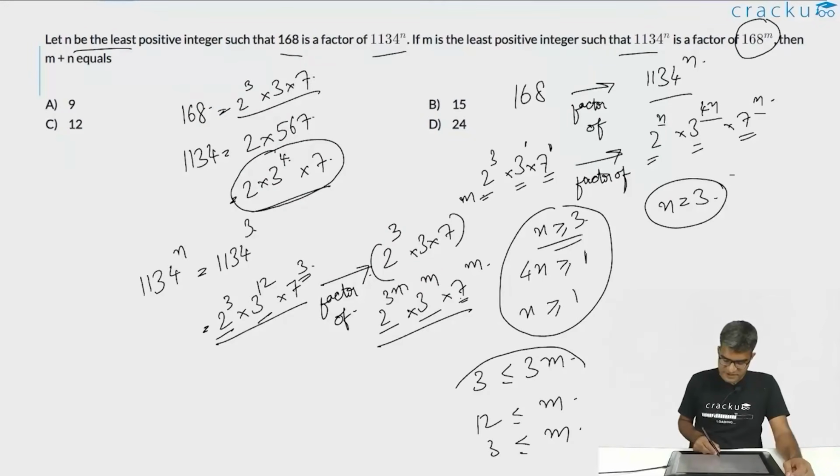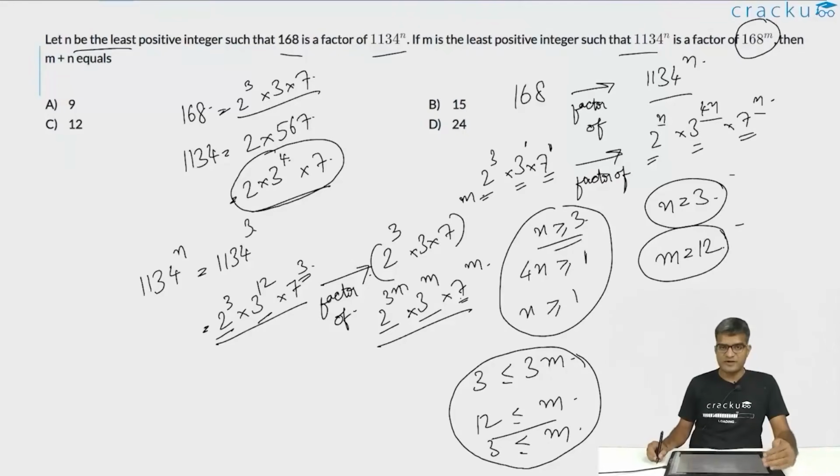All three of these inequalities have to be satisfied. And the smallest value of m for which this is satisfied is if m is equal to 12. So m is equal to 12, n is equal to 3. The value of m plus n will be equal to 15, which is option B.